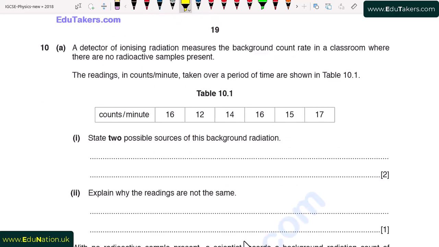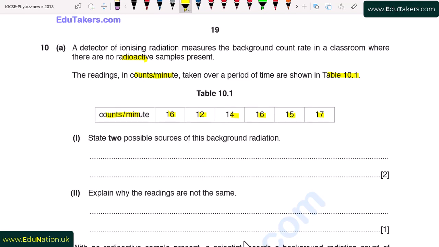Question number 10, part A. A detector of ionizing radiation measures the background count rate in a classroom where there is no radioactive sample present. The readings in counts per minute taken over a period of time are shown in table 10.1. So there are counts per minute. First of all, it is 16, 12, 14, 16, 15 and 17.